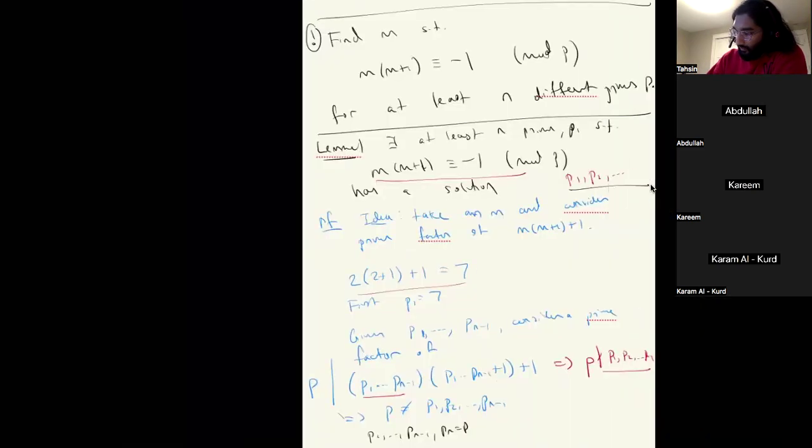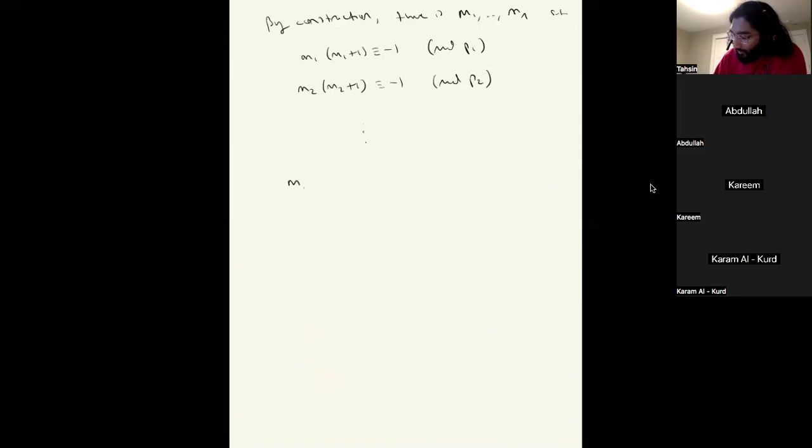Right, so the idea is now, by construction, there is m1 all the way to mn, such that m1 times m1 plus 1 is congruent to -1 mod p1, m2 times m2 plus 1 is congruent to -1 mod p2, and all the way mn times mn plus 1 is congruent to -1 mod pn.